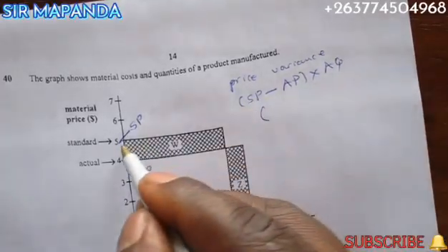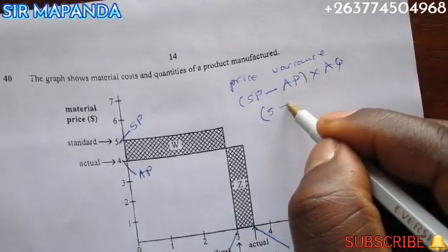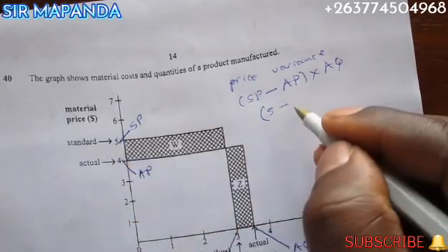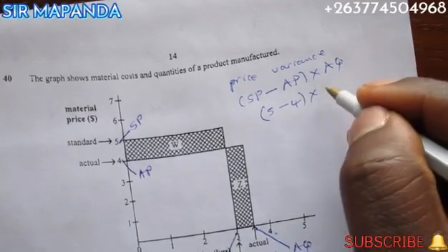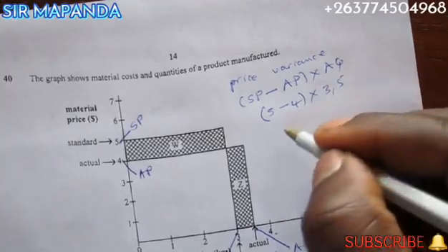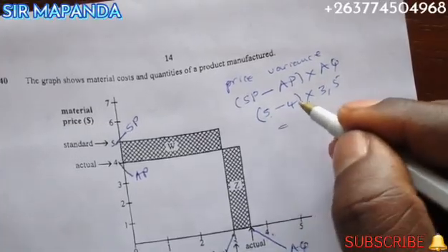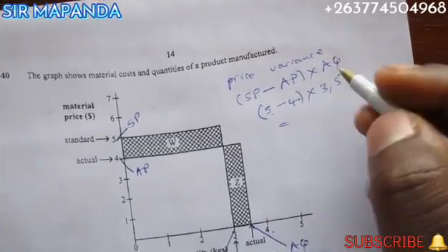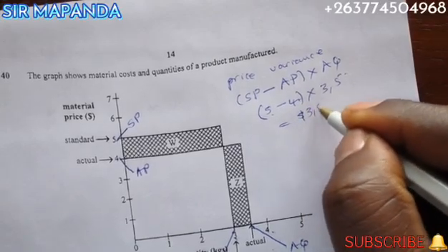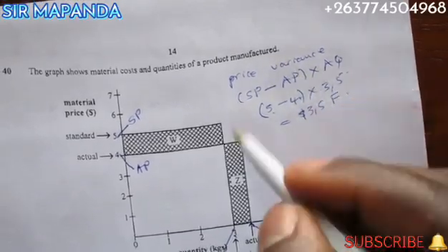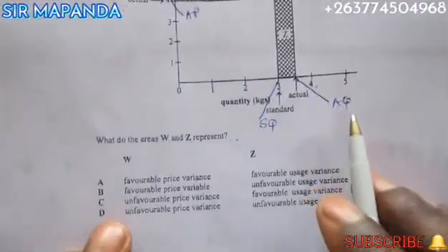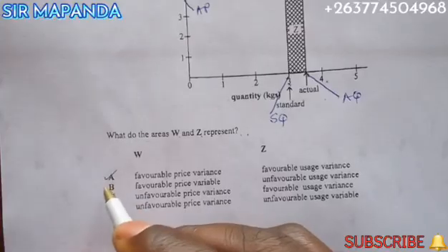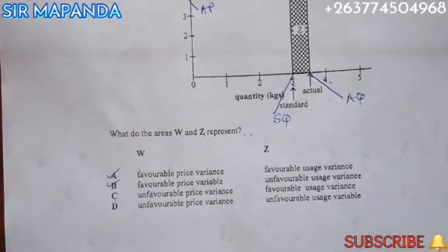is calculated by the formula standard price minus actual price times actual quantity. So the standard price is 5, you write 5. The actual price is 4, you write 4. The actual quantity is between 3 and 4, which is the same as 3.5. What do you get? 5 minus 4, you get 1. 1 times 3.5, you get 3.5, which is favorable. So it means W is a favorable material price variance. And it means my answer is between A and B, since A and B is favorable price variance.